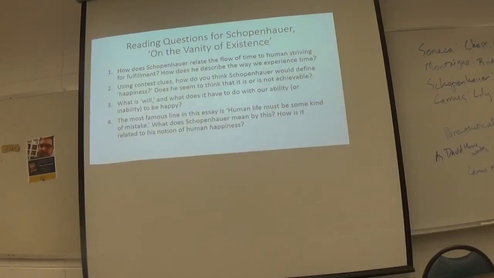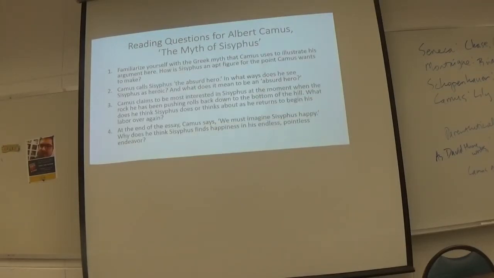And finally, the most famous line of this essay is, human life must be some kind of mistake. What does Schopenhauer mean by this? And how is it related to his idea of human happiness? And finally, for Camus.